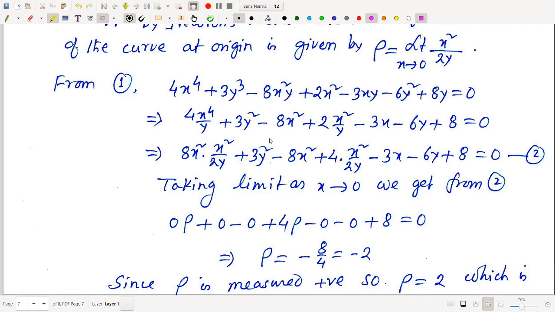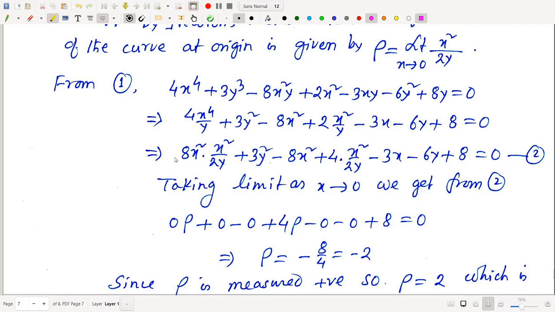3y square divided by y. So 3y cube will become 3y square. Here it is 3y square. 8x square divided by y. So it is 8x square remains as it is. Here x square. So it is x square by y. Here you had to write x square by 2y. And that's why this 2 is written as 4. Minus 3x because divided by y here. Then 6y square becomes 6y as it is. And 8y becomes 8. Now if we take limit as x tends to 0.